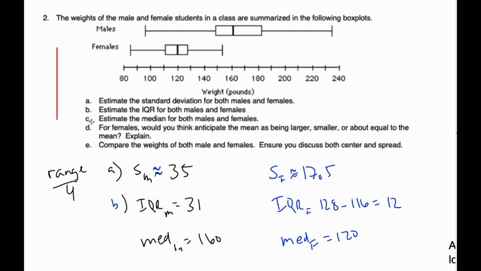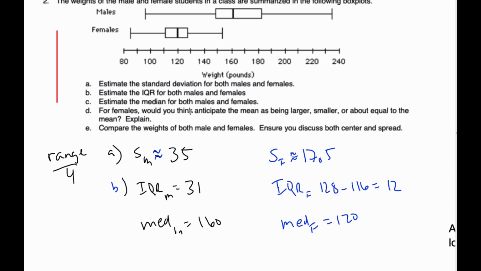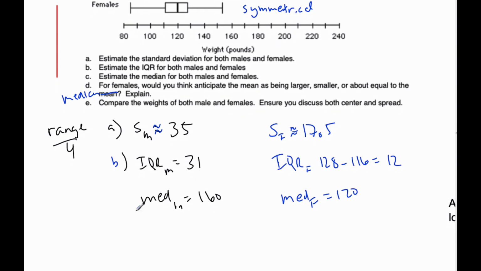Now, for some more analysis, for females, would you anticipate the mean to be larger, smaller, or about equal to the median? So the mean compared to the median. When I look at this distribution, it looks fairly symmetrical. And in a symmetrical distribution, the mean and the median are about the same. So I would say the mean is approximately equal to the median because it is symmetrical.